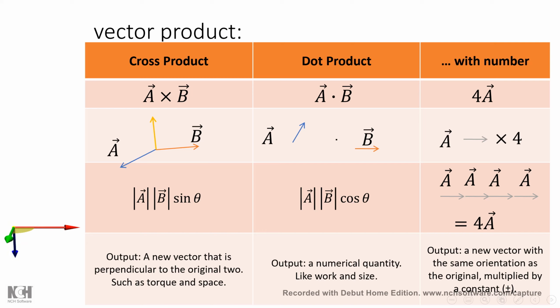If theta is 0, look here, when the angle between the green one and the red one is 0, then the blue vector will be equal to 0.